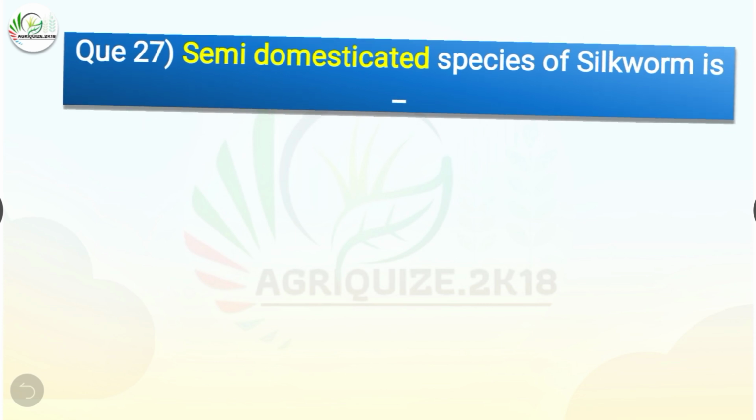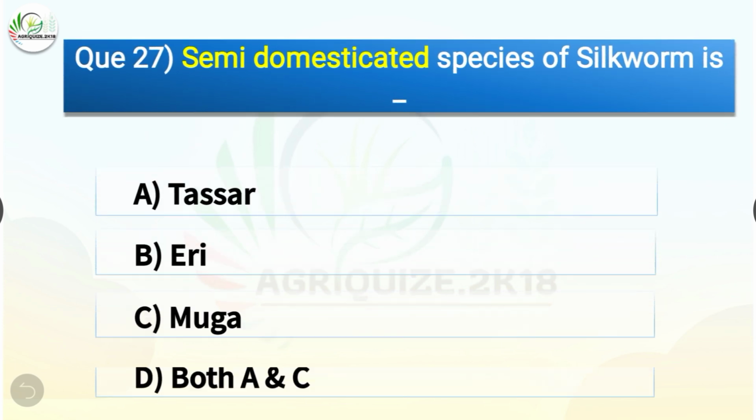Question number 27. Semi-domesticated species of silkworm is dash. The options are tusser, eri, muga or both A and C. The correct answer is option C, muga. So semi-domesticated species of silkworm is muga. The golden yellow color silk is the prerogative of India and the pride of Assam state. It is obtained from the semi-domesticated multivoltine silkworm Antheraea assamensis. These silkworms feed on the aromatic leaves of som and swallow plants and are reared on trees.